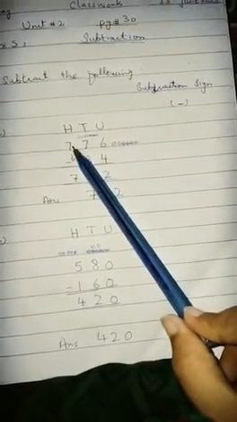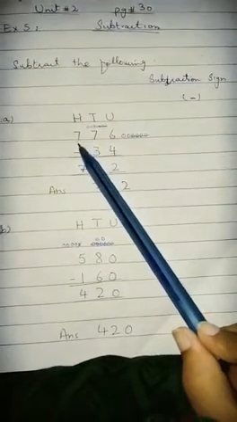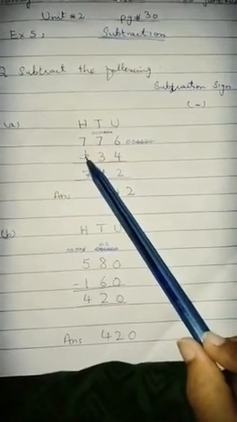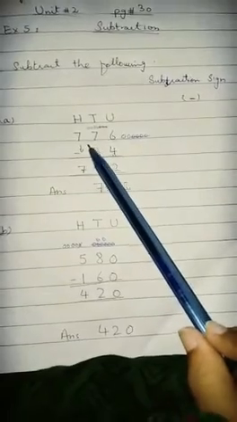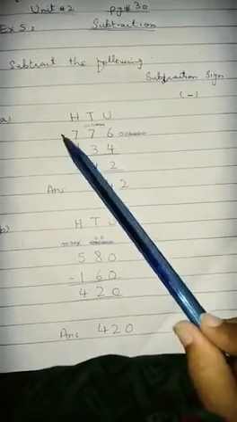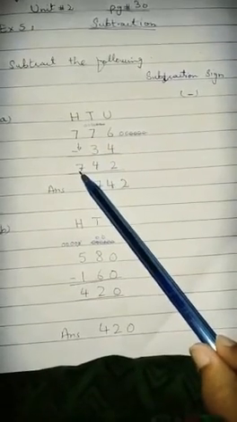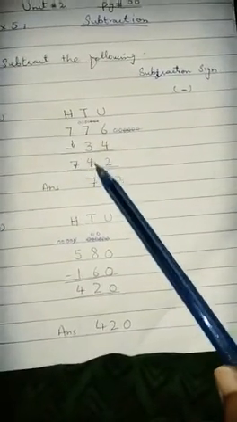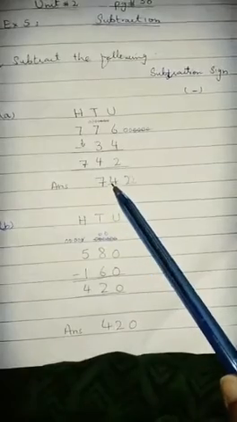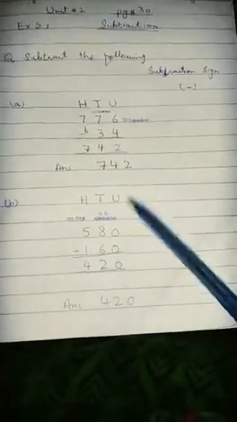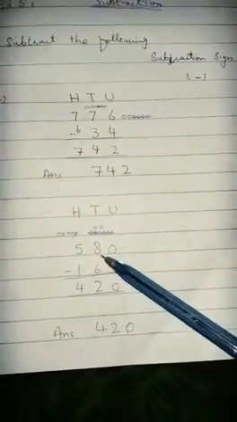Move to the next number. Next number is 7. We have to write 7 as it is because there is no number that we can subtract from 7. So we write 7 as it is here. And the answer is 742.